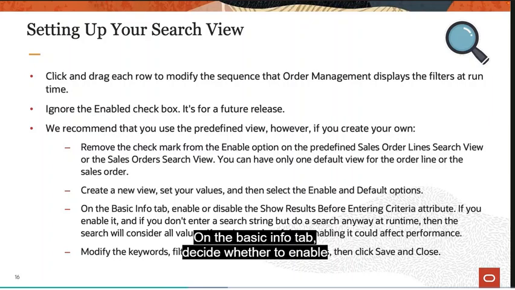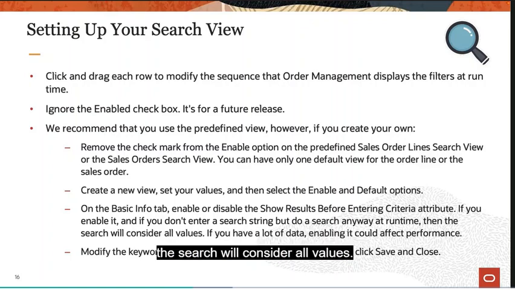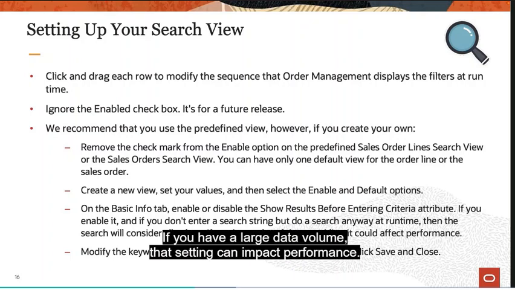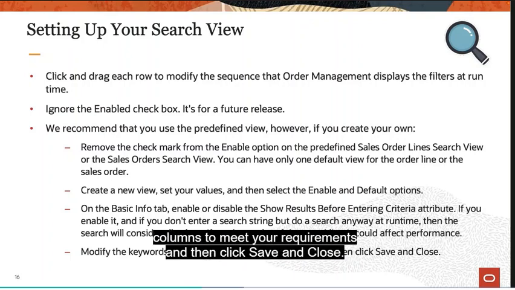On the Basic Info tab, decide whether to enable Show Results before entering criteria. If you enable it and users run a search without entering a search string, the search will consider all values. If you have a large data volume, that setting can impact performance. Finally, adjust the keywords, filters, and results columns to meet your requirements, and then click Save and Close.